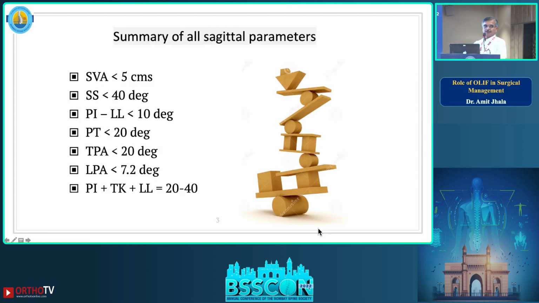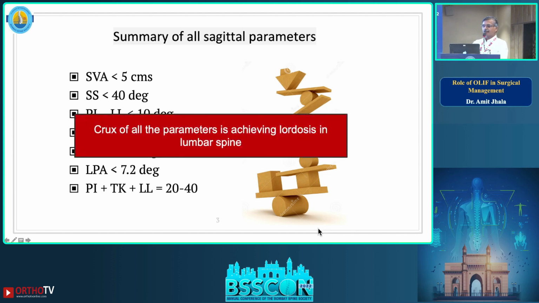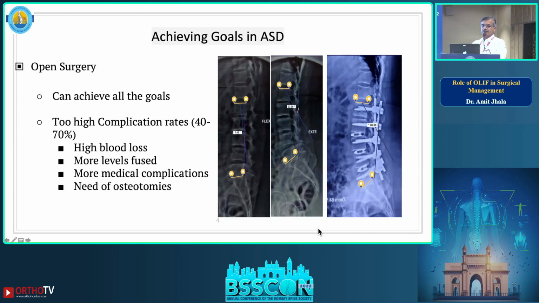And these sagittal parameters are already talked about by Dr. Guru. Whenever you go for long fixations for adult spinal deformity, you need to definitely consider all these sagittal parameters. They are very, very important. But if you see SVA or sacral slope or any of these parameters, the crux of all this is to achieve a lordosis in the lumbar spine. Because everything is related and revolving around achieving the lordosis in the lumbar spine. So that is the crux of the whole deformity correction, or achieving the sagittal balance.